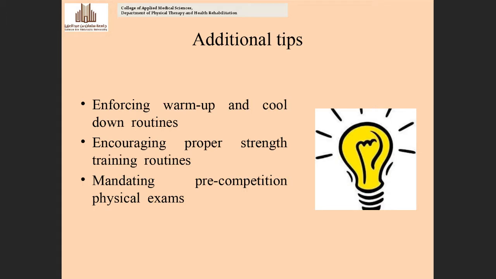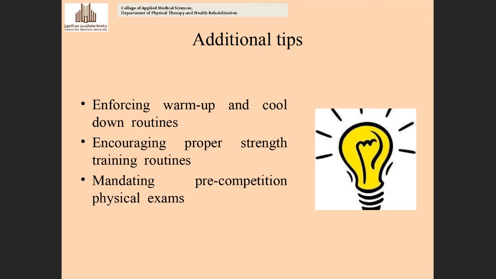So they should go for the pre-exams, to see whether they are fit for the particular games. These are the additional tips that we have to follow, we have to take care of, to prevent such sports injuries. So that's all about this lecture.